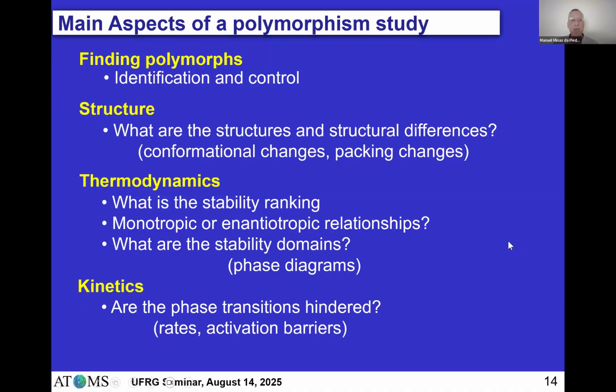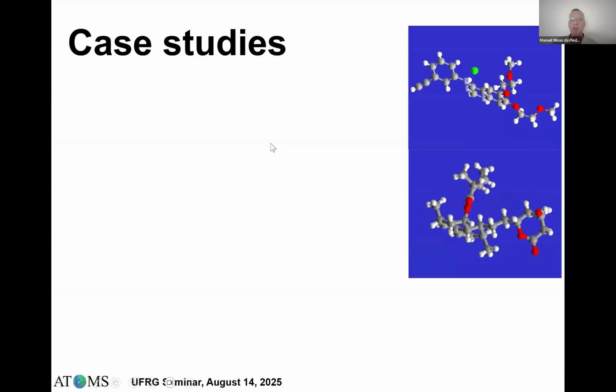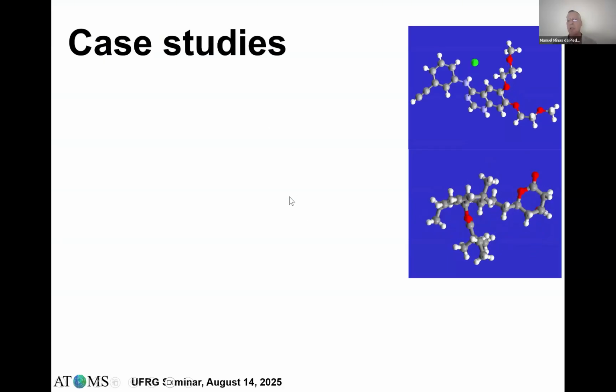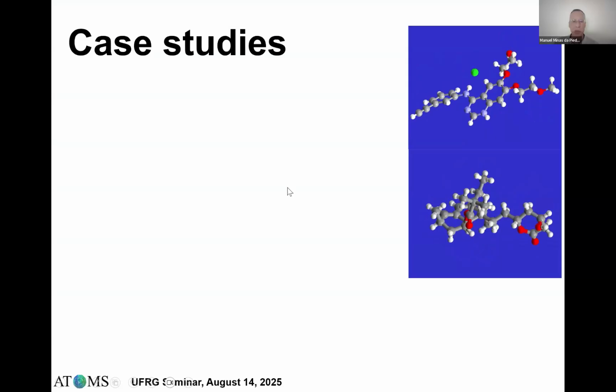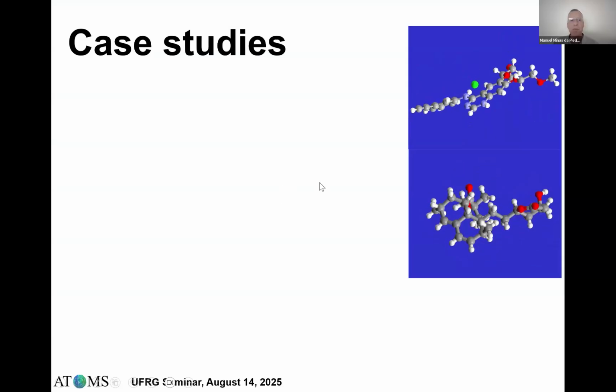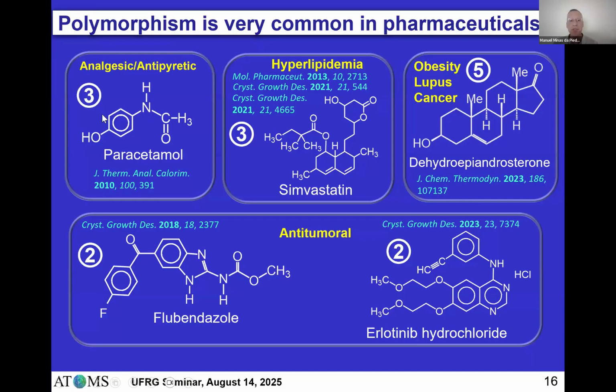Okay. Now, what I will try to do now is to look at some case studies, right? Just to highlight important aspects of polymorphism. Okay, so these are 5 systems that we have studied. We have studied many more, but these are all active pharmaceutical ingredients. Okay, paracetamol is an antipyretic, analgesic molecule, which I showed you just a few minutes ago. Simvastatin is something that people take if they have high cholesterol and they want to control the levels of cholesterol.